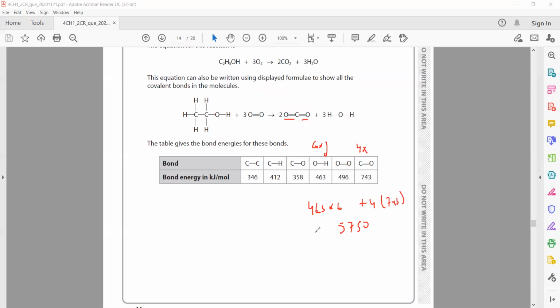which will come out 5750. So bond breaking minus bond forming is equal to the energy change. The bond breaking was 4715. The enthalpy change during a reaction is bond breaking minus bond forming. So bond breaking 4715 minus bond forming 5750. So the difference will be minus 1035. That is the energy change in this reaction.